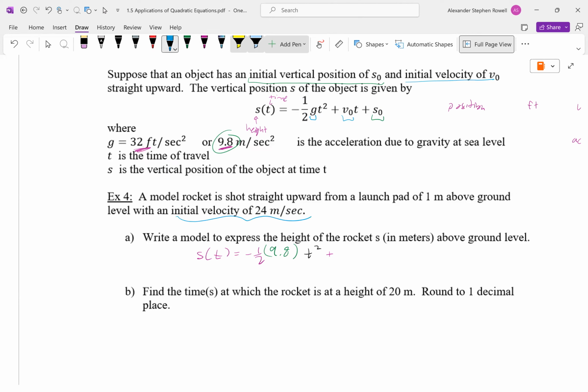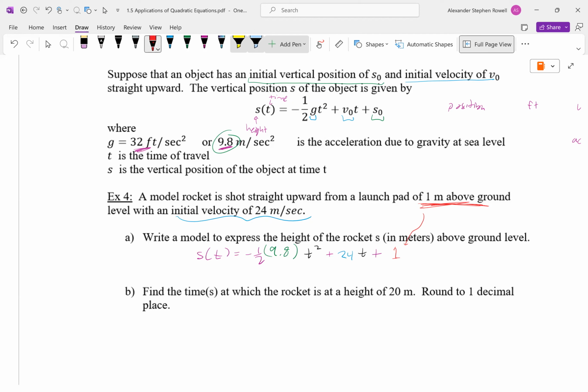Initial velocity is 24 meters per second. Because it's positive, that means it's being launched upward. If it's negative, it would be launched downward. Okay, 24, our variable is t, so it stays there. Plus, do I know the initial position? It's launched from a height of 1 meter. If it was launched from the ground, we'd put 0.